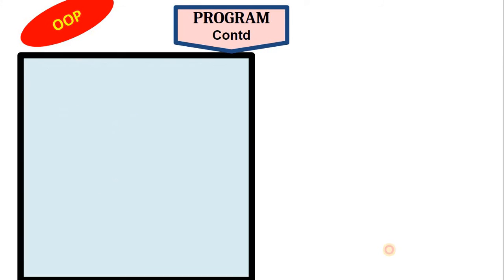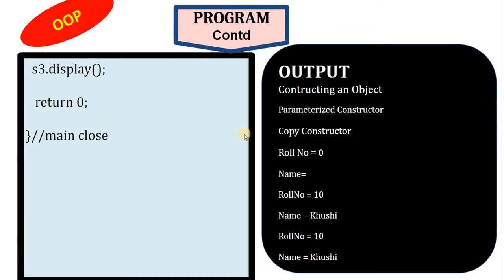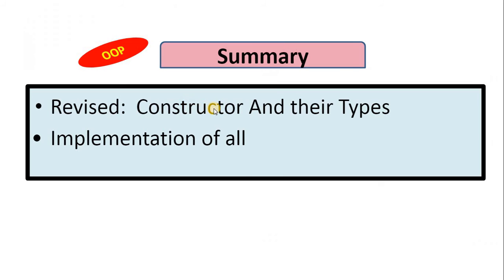So, this is how you are calling the display function, and this shows you the output in this manner: constructing an object, parameterized constructor, copy constructor, and then displaying the values. First you are assigning roll number is equal to 0 and name is equal to blank. Then you are writing roll number is equal to 10 and Khushi. This is for S2 object, and since we have copied S2 as it is to S3, that is why we have roll number is equal to 10 and name is equal to Khushi for S3 dot display.